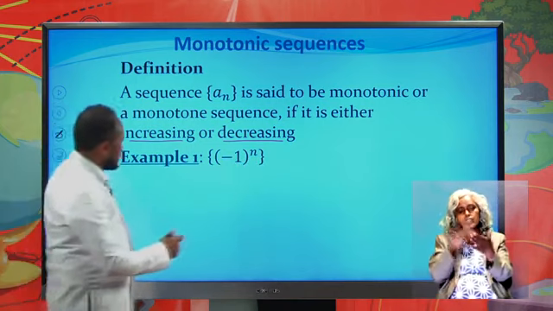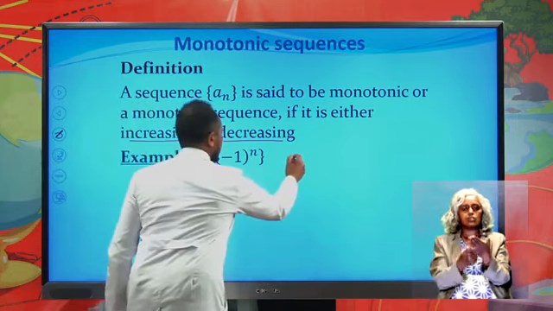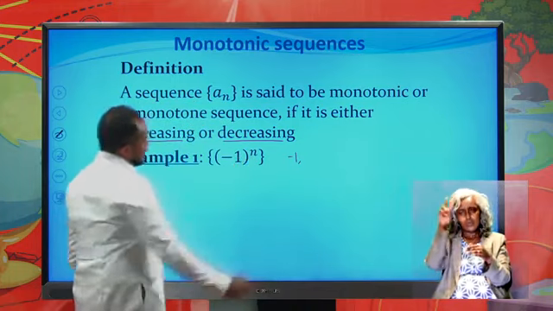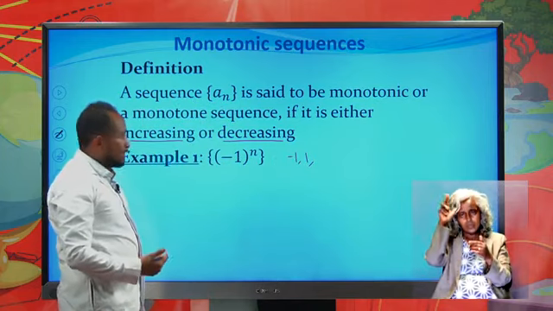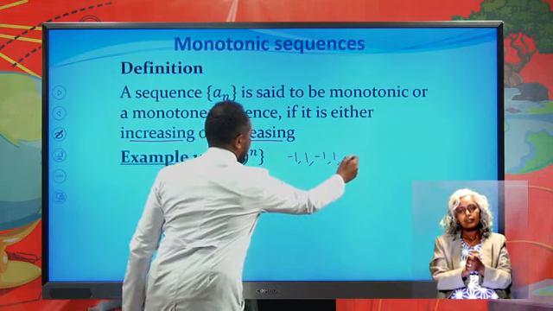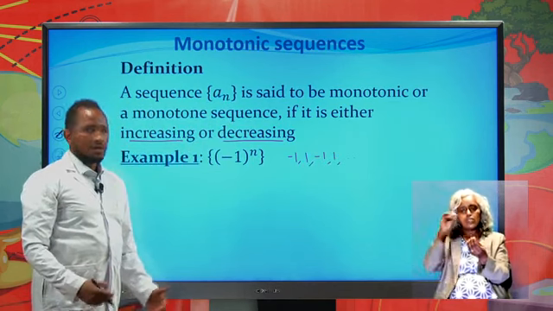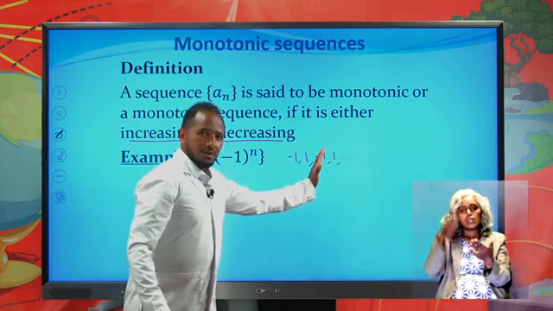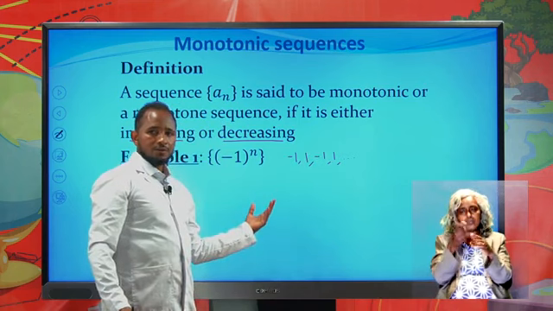If you list the terms, the first term, when you put 1 in place of n, you get negative 1. The next term, negative 1 to the power of 2, is positive 1. The third term, negative 1 to the power of 3, is negative 1. So it goes on like this. When you see this, it is neither an increasing nor a decreasing sequence, because the higher term is not greater than or equal to the preceding term, nor is it less than or equal to the preceding term.